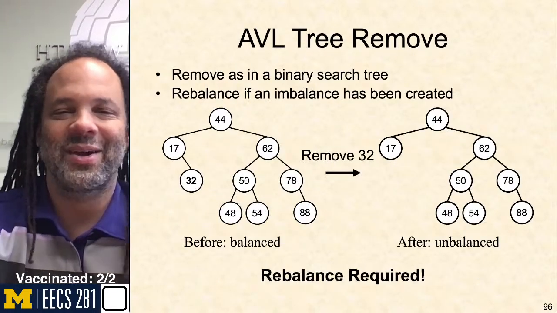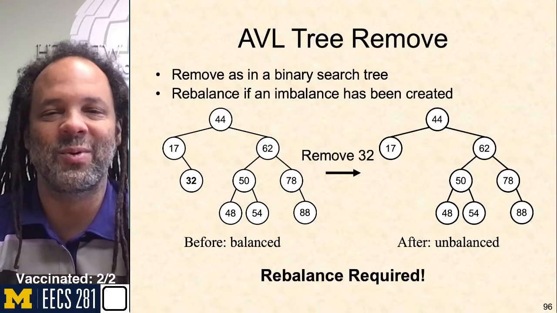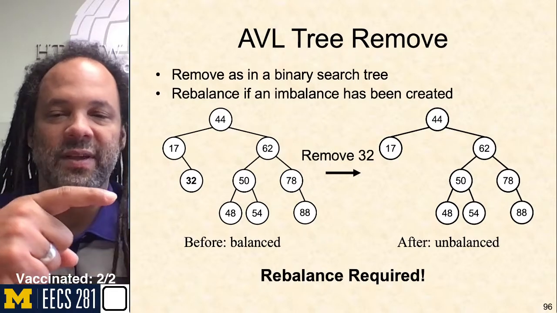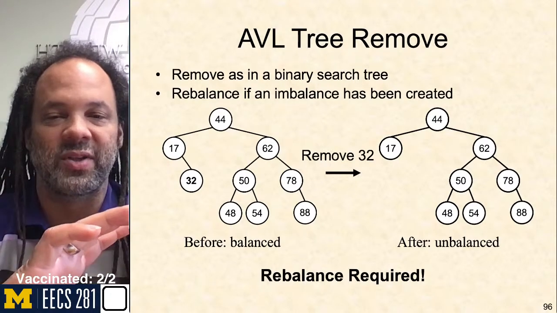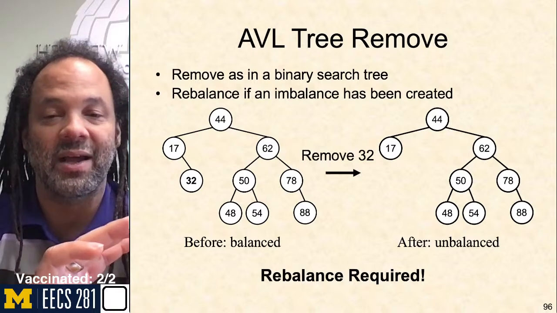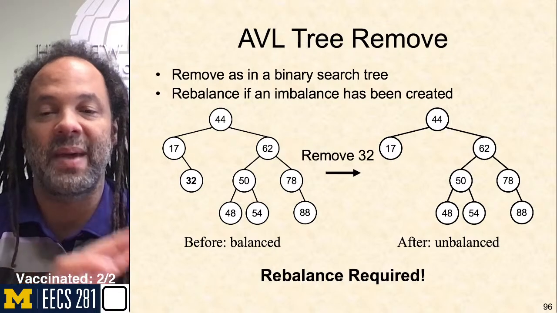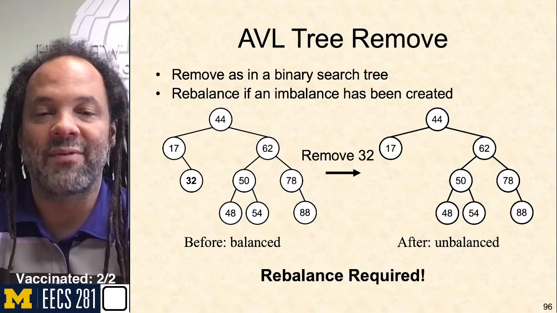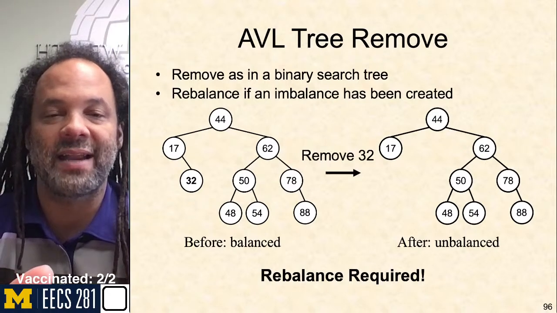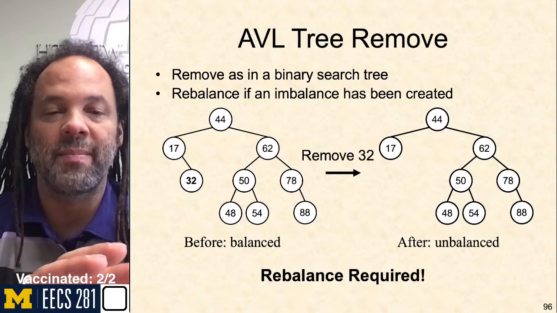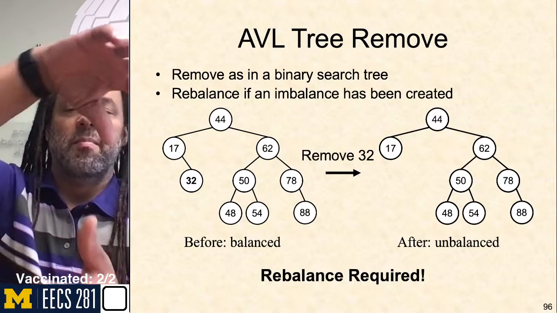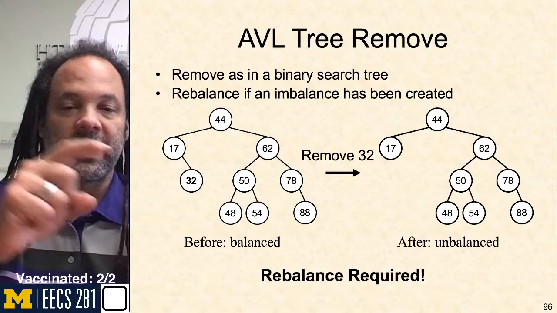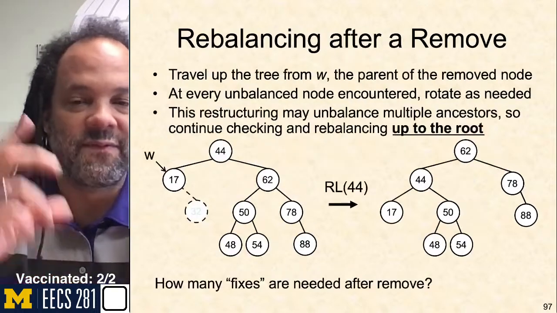All right, so here's AVL tree remove. It's the same as removing in a binary search tree. I'm going to try to remove this 32 here. So this is a little sparse on the left-hand side, but if you look at it closely, it's still balanced. This is still a balanced tree. When I remove 32 now, I've got an imbalance because 44's left side has a height of 1 and the right side a height of 3. So it's got a -2 imbalance. We're going to have to rotate some stuff back to the left to fix that. So as I remove 32, I'm going to have to fix that.